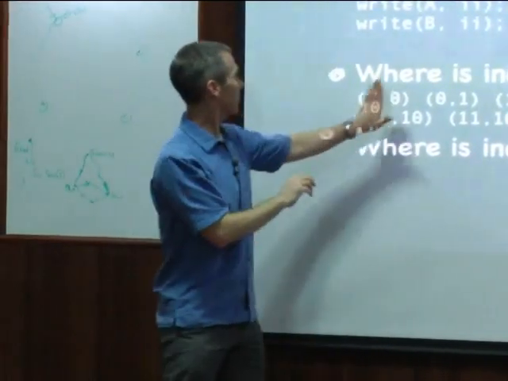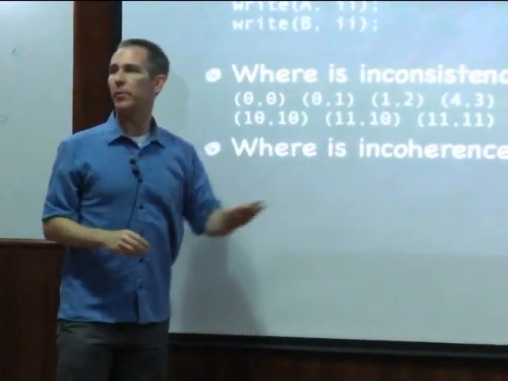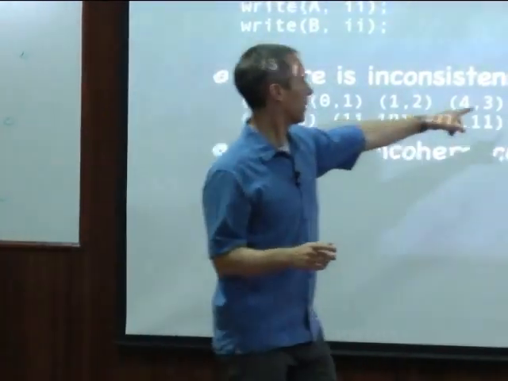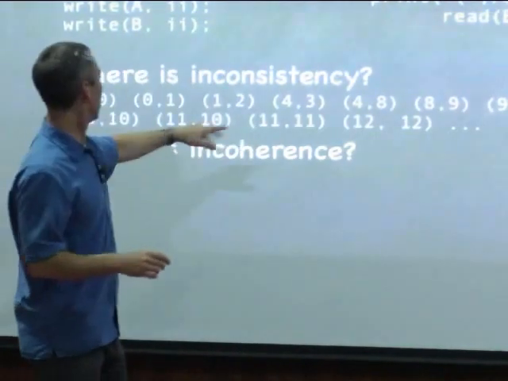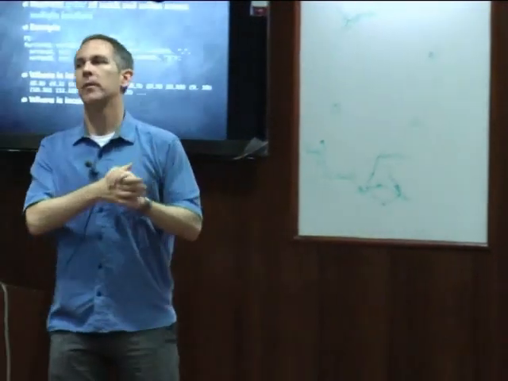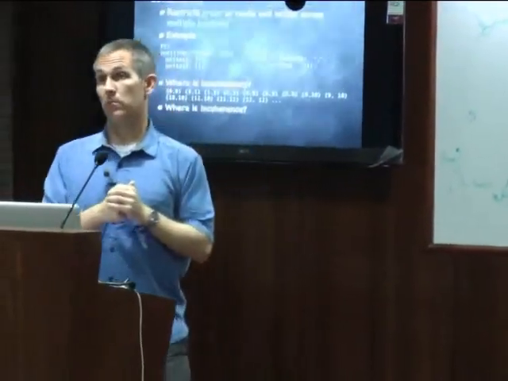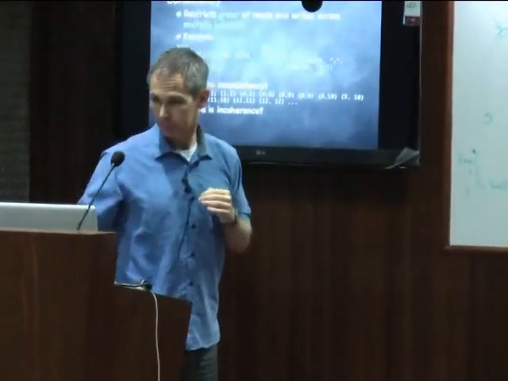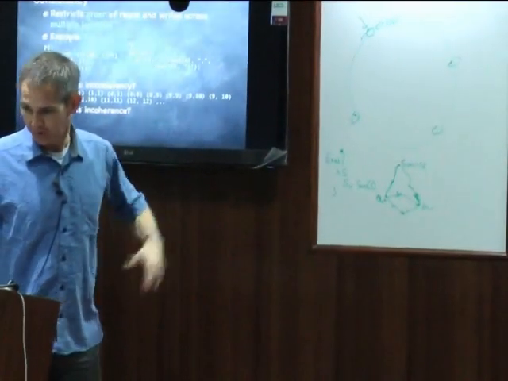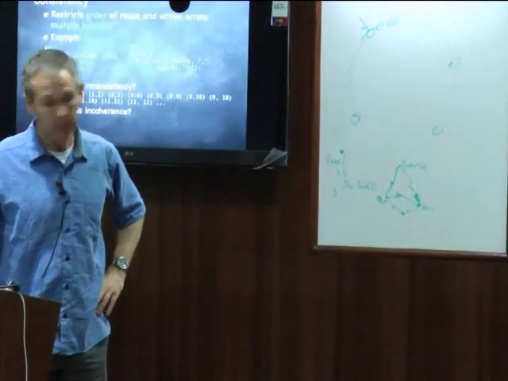If you just looked at either A or B, everything's fine. If I just look at A, it just monotonically increases. If I look at B, it monotonically increases. This is strongly coherent, but it's inconsistent. The inconsistency is on the bottom. So there's no incoherence here, but it is inconsistent.